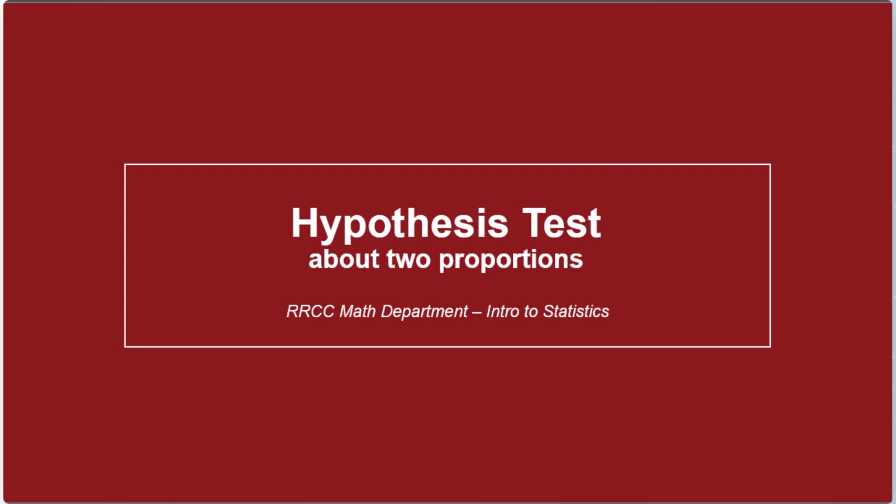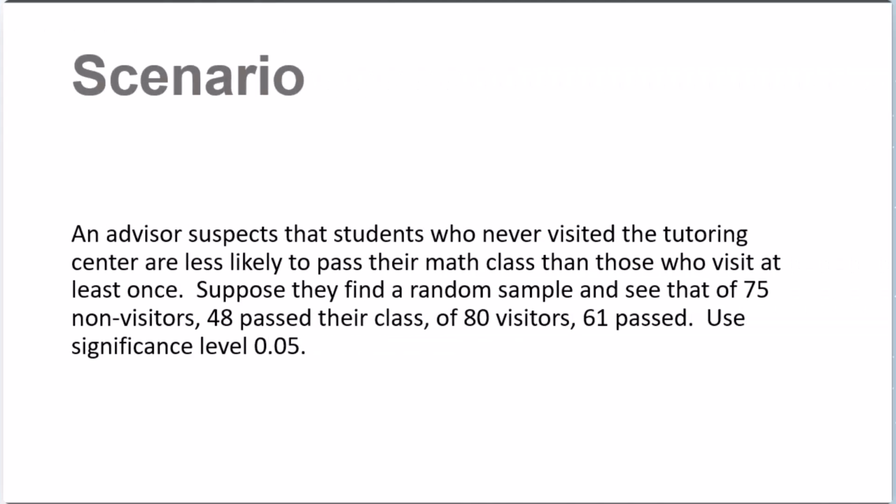Hi everyone, in this video we're looking at hypothesis tests for claims that involve two proportions. So here's our scenario. An advisor suspects that students who never visited the tutoring center are less likely to pass their math class than those who visit at least once.